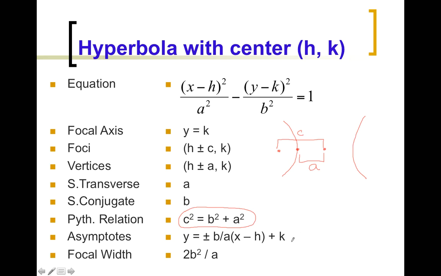And the last couple of things here is the asymptotes. If it opens left and right, the asymptotes are plus and minus b over a. So that's the slope of your two linear functions. And it goes through the center (h, k). So y = ±(b/a)(x - h) + k, or it goes through the point (h, k).